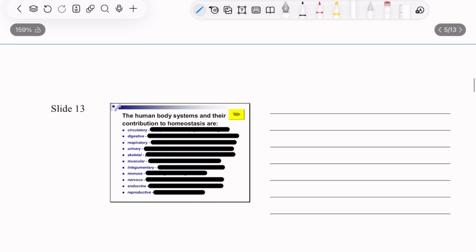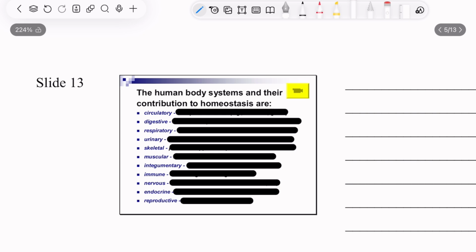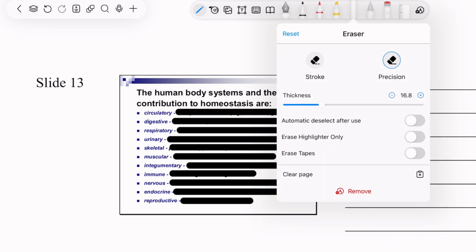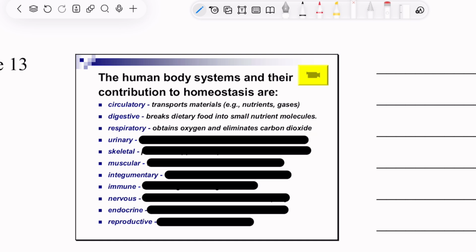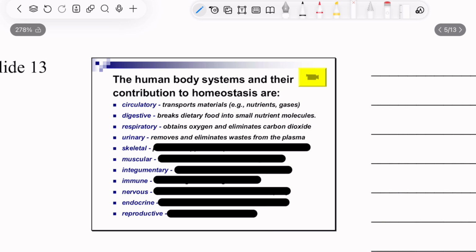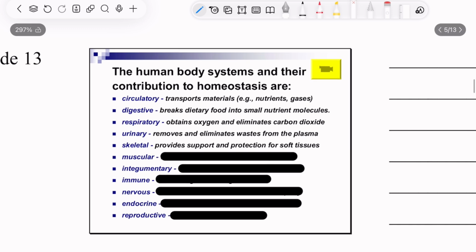So, the human body systems and their contribution to homeostasis. Okay. The circulatory system transports materials, which include nutrients and gases. The digestive system breaks dietary food into small nutrient molecules. The respiratory system obtains oxygen and eliminates carbon dioxide. The urinary system removes and eliminates waste from the plasma. The skeletal system provides support and protection for soft tissues. The muscular system moves the bones and helps with thermoregulation.